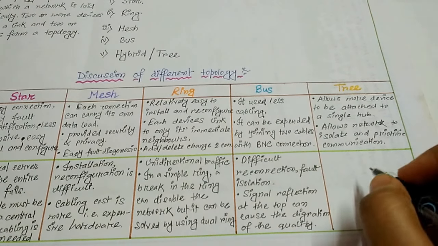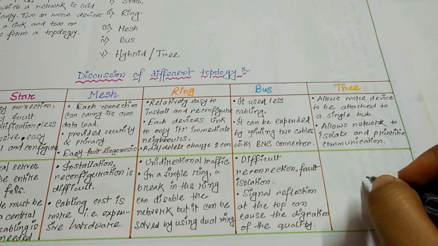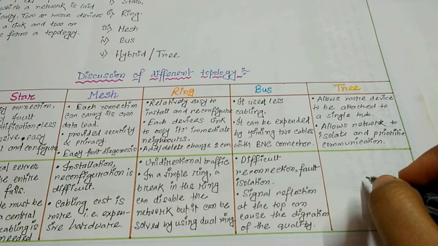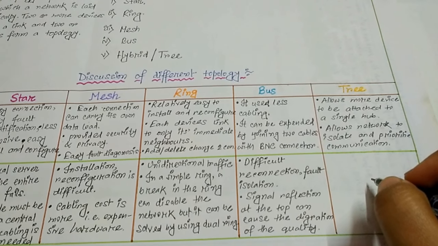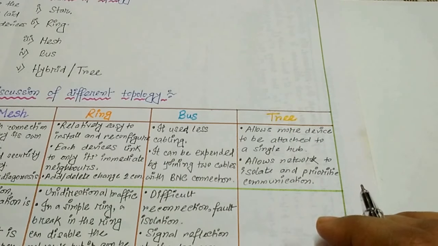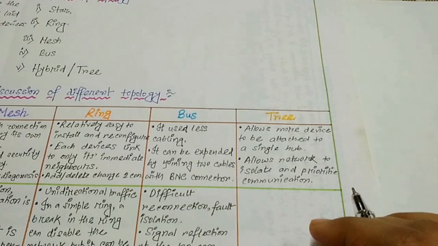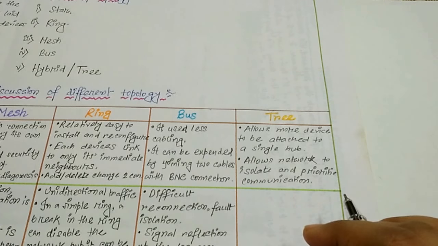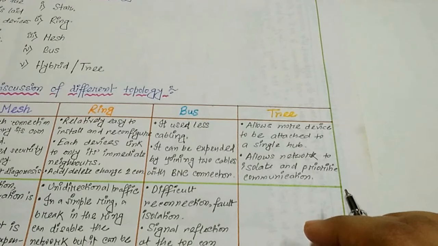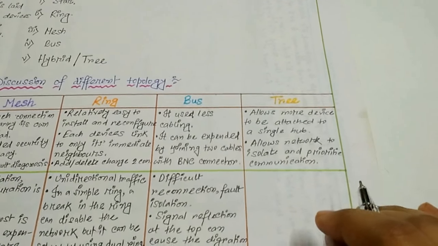So what are the advantages of it? It allows more devices to be attached to a single hub. It allows the network to isolate and prioritize communication. So what are the disadvantages? If the central server fails, the system will break and it will act like a local network. Cabling cost is more.